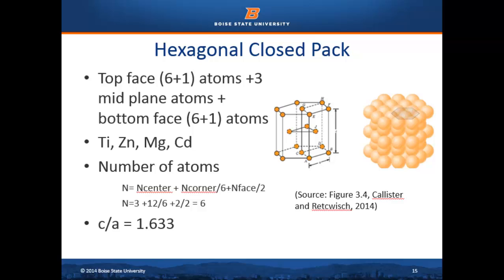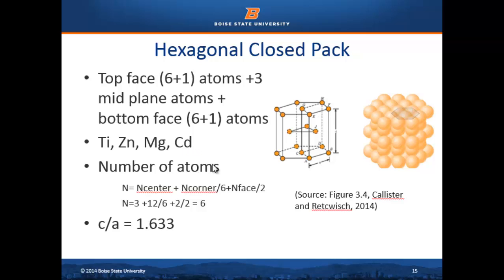This is Ahmad, and now I'm going to speak about the hexagonal close pack. The hexagonal close pack does not have atoms arranged in a cubic unit cell, but has a hexagonal shape. The top face has 6 atoms on the corners and 1 atom at the center. The arrangement is similar on the bottom face. On the midplane region, it has 3 atoms as shown here. Elements showing hexagonal close pack structure are titanium, zinc, magnesium, and cadmium.